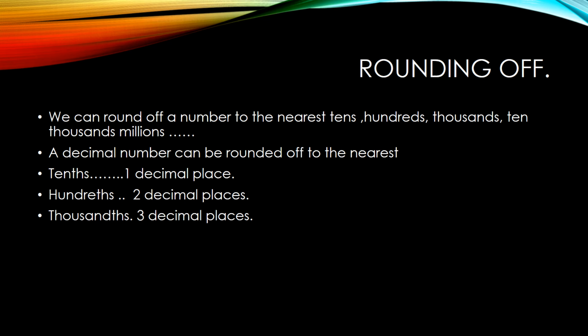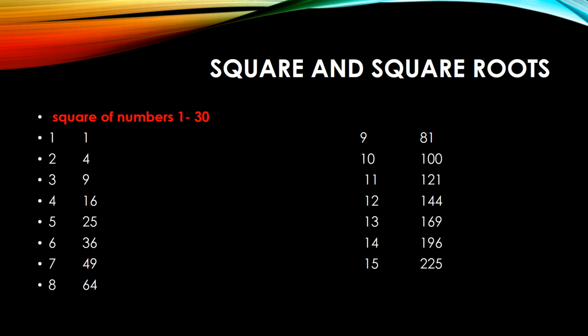So you'll find also questions of rounding off in the next lesson. And then we talk about square and square root. Make sure you also have this one. You are writing everything in your book so that when you get the questions, you'll be able to answer them. So square of numbers 1 up to 30. I've given you the square of these numbers together with their square roots. The opposite of square is square root.